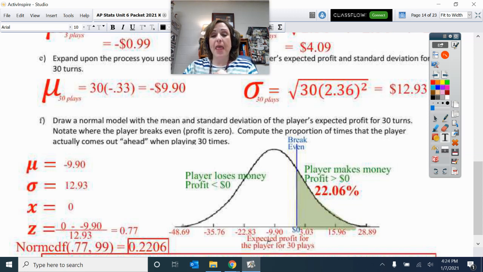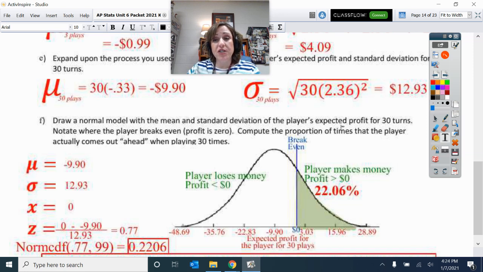All right, so then the question is this. So there's the normal model with the labels, okay? And then it says notate where the player breaks even, and that's your profit of 0. So that's this line that I have drawn here at about 0. So I approximated where I thought that was at 0.